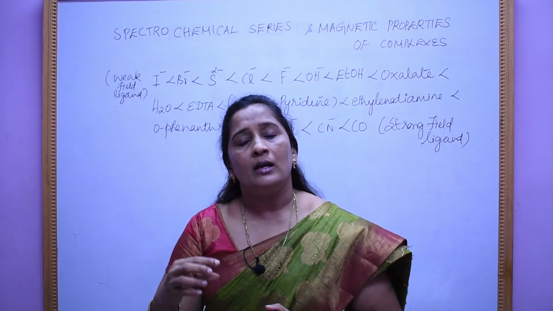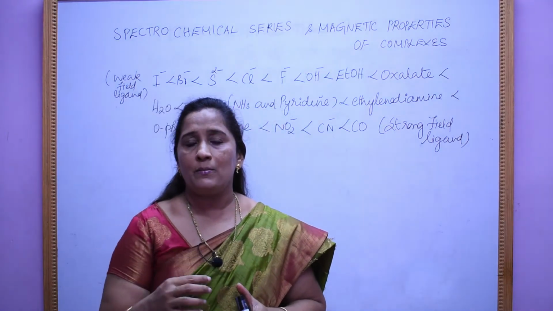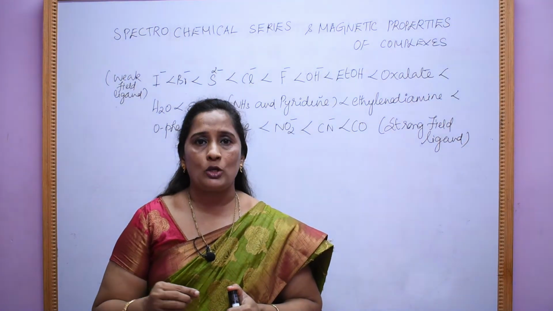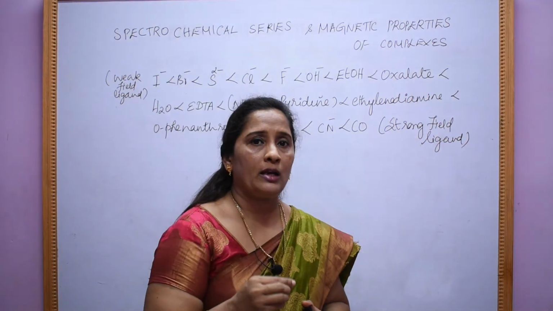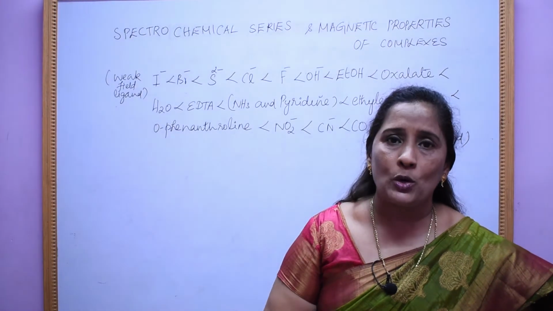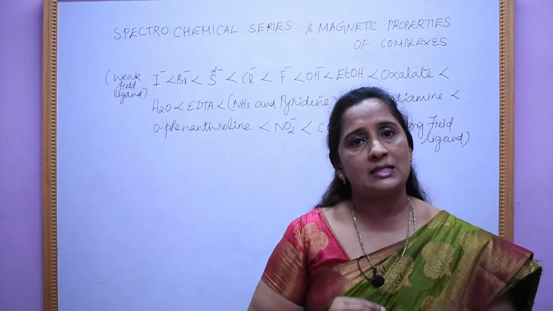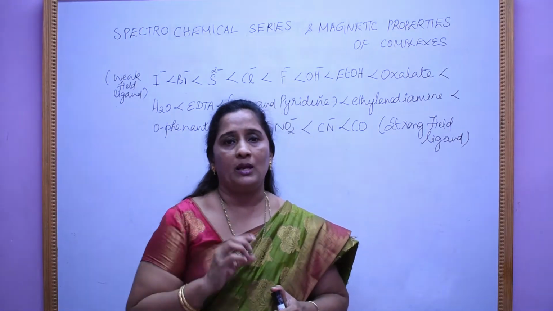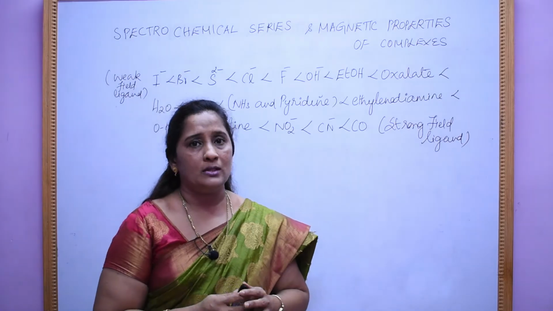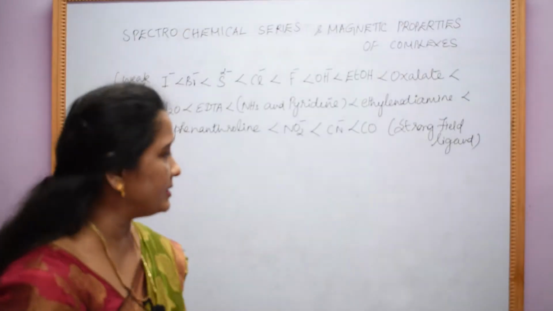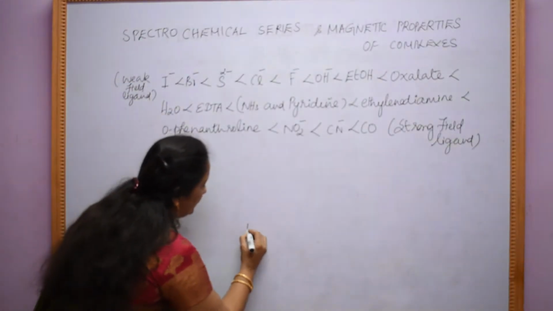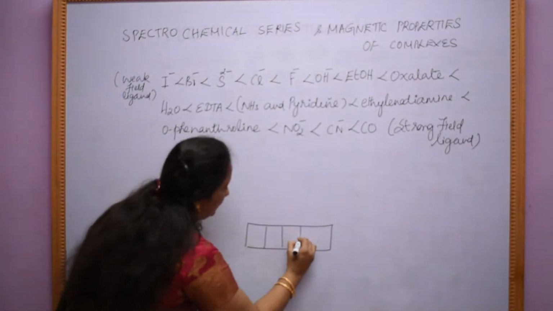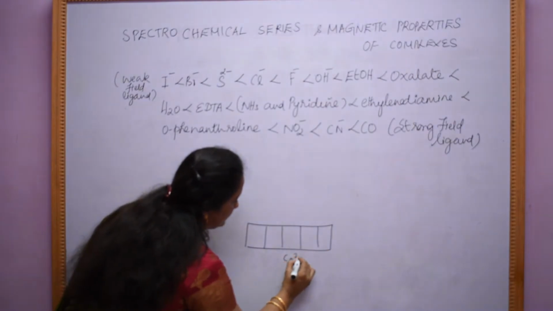So this is very important. The ligand field strength is very important because it determines the distribution of electrons in the d orbitals of the metal ion. So the distribution of electrons in the d orbitals is based on the strength of the ligand. Let us consider an example of an octahedral complex of Co3+, where we have 6 electrons in the d orbitals.